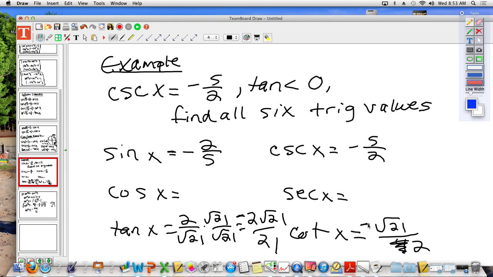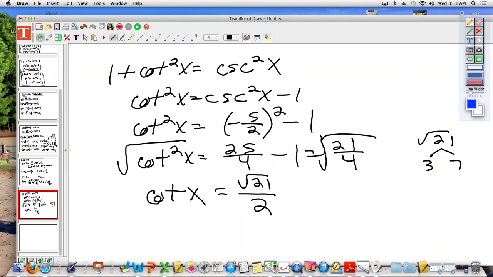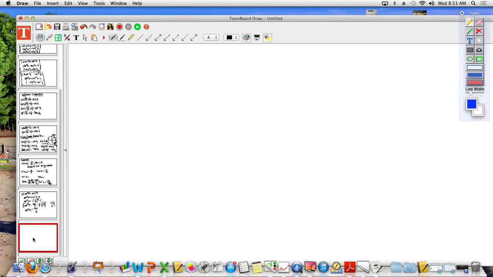But we need to figure out the cosine. To remind you, I'm going to start another page. We know that the sine of x divided by the cosine of x is equal to what? Is equal to the tangent. Don't we have the sine value and the tangent value already? Yes. So we could use this to figure out what the cosine is.